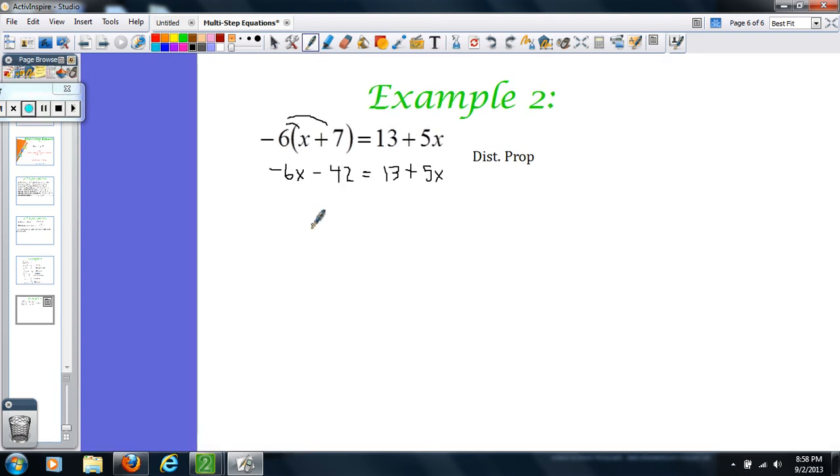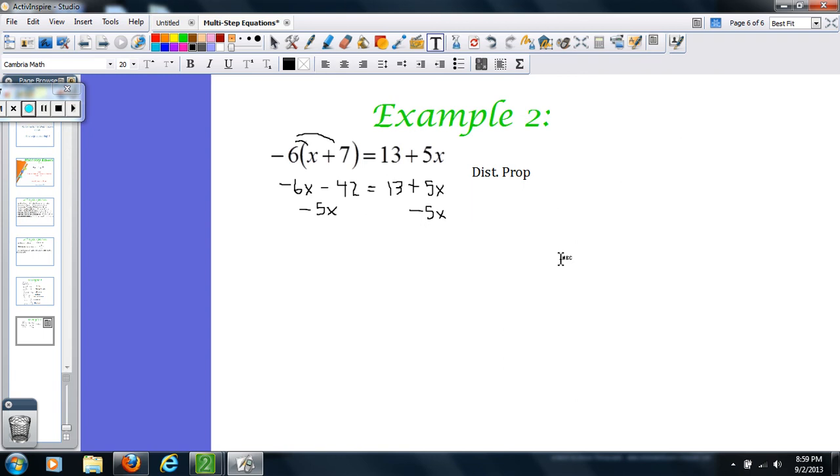And then we go to the next step. So now everything is simplified. Now I want to move my 5x to this other side. I want to put my variable on the left side. So I'm going to move 5x over to the left. In order to do that, you're going to use the same idea that we did before, which is the additive property of equality.